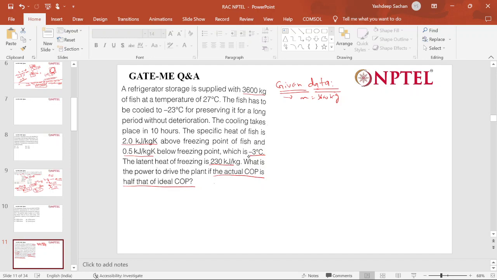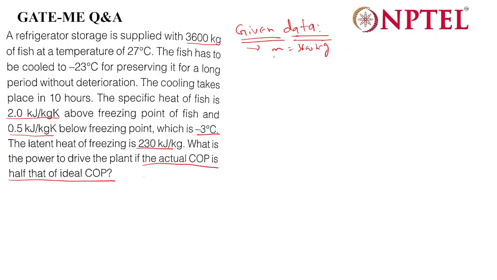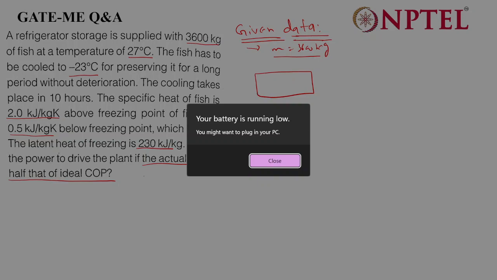So first, here, 1 minute. Mass we know. So what is this? A refrigerator storage is supplied with this much kg of fish at temperature 27 degrees Celsius. And the fish has to be cooled to minus 23 for preserving it for a long time. Means from 27 degrees Celsius to minus 23 it has gone. Let's suppose. Oh sorry, 1 minute.